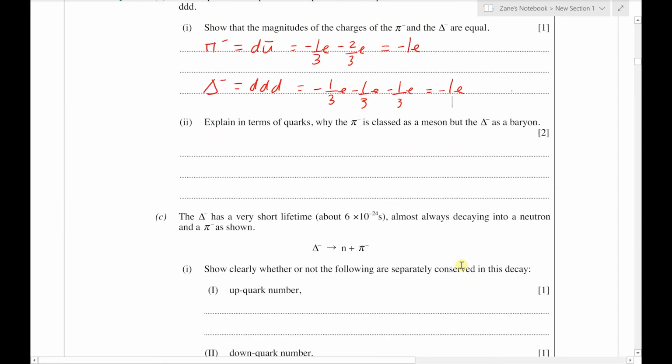Next, we've got to explain in terms of quarks why the pi minus is classed as a meson, but the delta minus is a baryon. So let's start with the delta minus. That's the slightly easy one. The delta minus is a baryon because it's made of 3 quarks. Baryons are always made of 3 quarks.